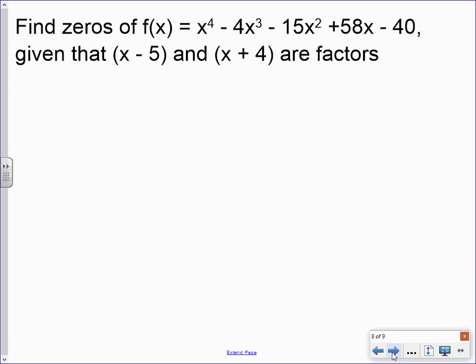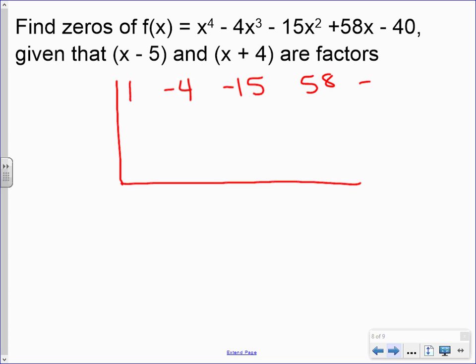Now, if you look at that 4th degree polynomial, we have no way to factor that. There's 5 terms. We don't have any tools to do that. But since we are given factors, what can we do with those factors? We can divide. Does anybody have a preference on which one we use first? The first one? Okay, remember to ask yourself, are there any missing terms in our polynomial? No. So 1, -4, -15, 58, -40. Did I do those right?